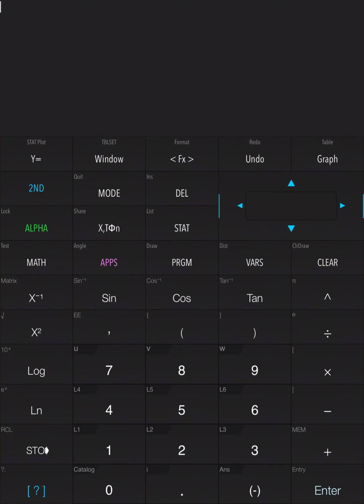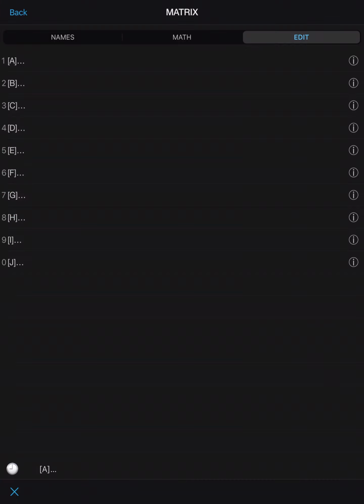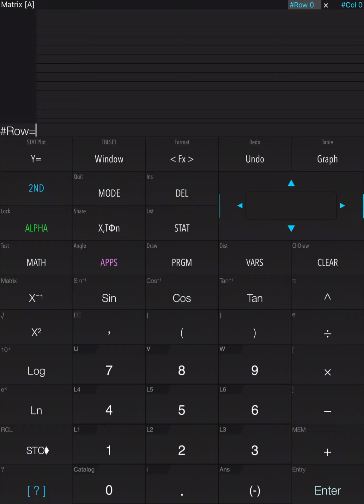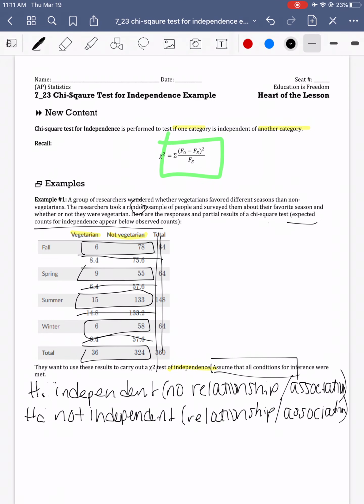Again, from the steps yesterday, in order to calculate this, we need to enter the values into a matrix, so a table of sorts. So second, x to the negative first, and then at the top I need to scroll over to edit, and go to matrix A, and it asks me how many rows I have. I'm going to go back to my problem and see how many rows I boxed, not how many rows are in the table, because I'm excluding those expected values. The calculator is going to do the work for us. So I just want to include 1, 2, 3, 4.